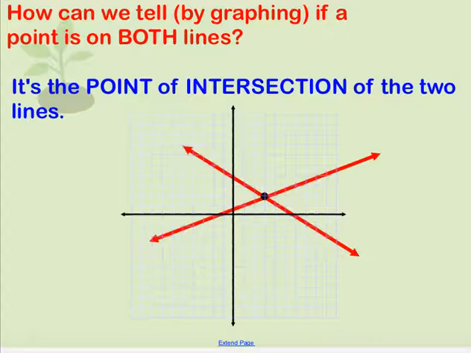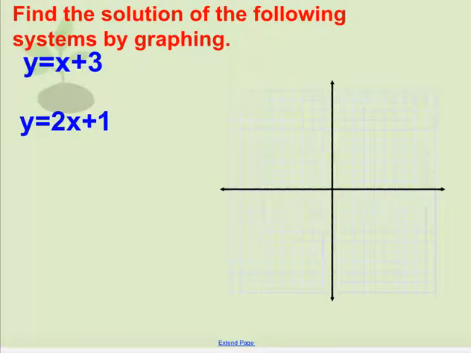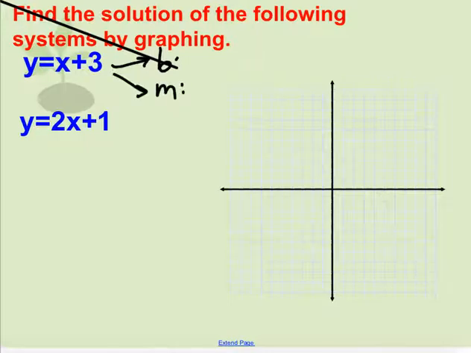Visually, we see the solution as an intersection of the two lines. So in order to find the solution, we need to graph our two equations. We can see these ones are in slope-intercept form, so I'm going to use the y-intercept and the slope to plot these on my graph. My y-intercept is 3 and my slope is 1 as the coefficient on x. So rise 1 over 1.